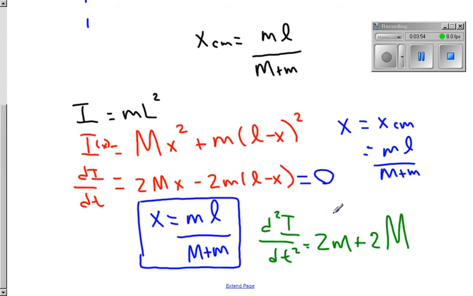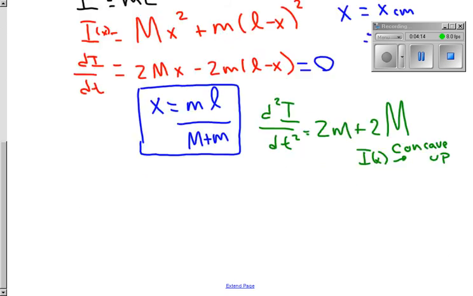And this is always going to be positive, which means that this is in fact a minimum, because we see that our object is concave up. So our function I of x is always going to be concave up based on this second derivative right here. So that tells us that in fact our critical point that we have found is a minimum, and it is not a maximum.